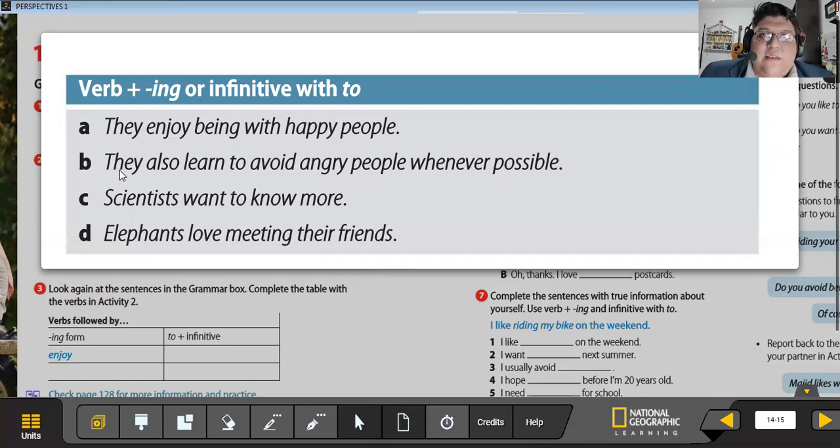Okay? Next one. Elephants love meeting their friends. Elephants love meeting their friends. I don't know why I'm doing this. But as you can see, that's the pronunciation. Try and practice it.